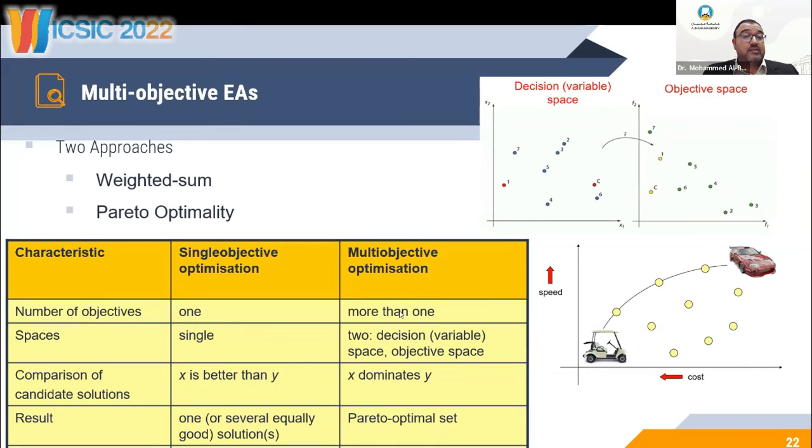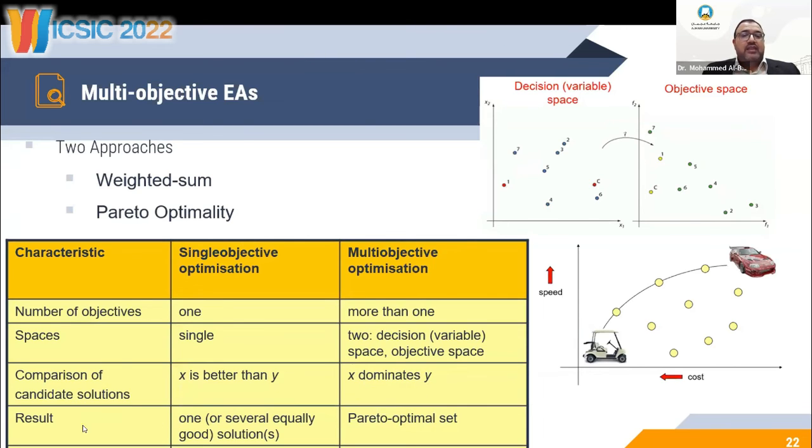The number of objectives is 1 here, and more than 1 here. The space is single here, while here it is the decision and objective space. The comparison here is simple because we have only one objective function, so we can just say if the objective function value of solution X is better than Y, we will consider something, or maybe a replacement will occur. But here we have to consider a different comparison, where we ask if X dominates Y. X is a vector of solution, and it has a vector of objective functions. X dominates Y means that all the objective functions should be at least the same, as well as at least one objective function being better than the corresponding objective function of Y, so we consider X dominates Y.